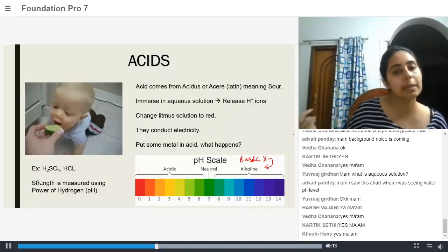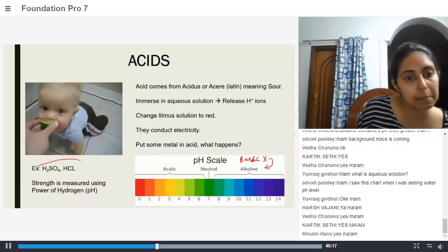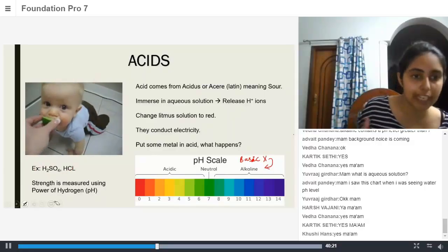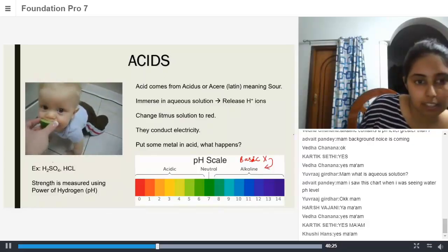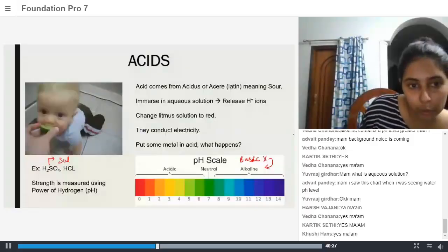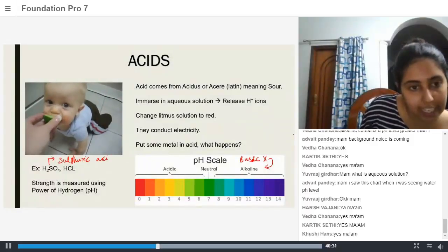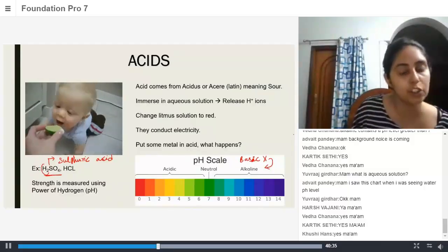All right. So these are some examples of acids. The first one is sulfuric acid. Notice the formula H2SO4, and there are two hydrogens.